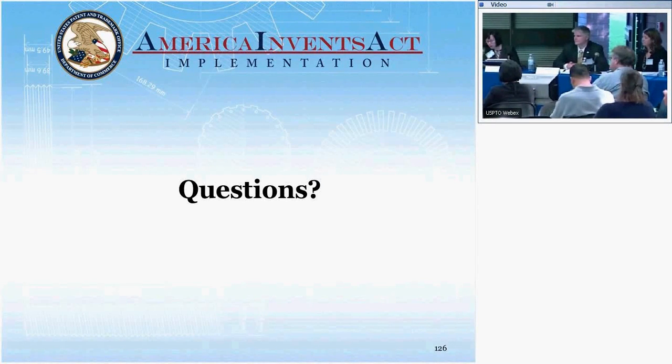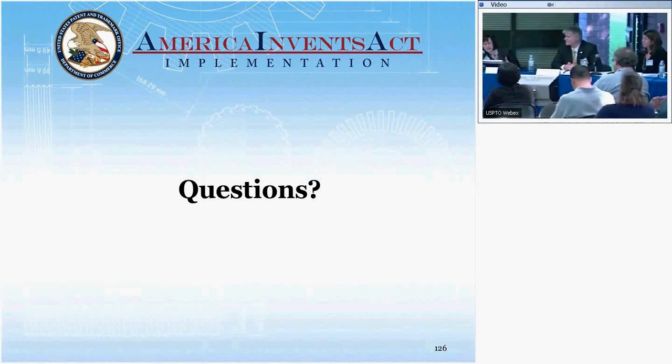We have a couple of questions from our web audience. The question has to do with discovery, and you talked about two different types of standards for discovery: routine discovery and mandatory discovery that goes beyond routine discovery. So to obtain discovery beyond routine discovery, what does a party need to do?